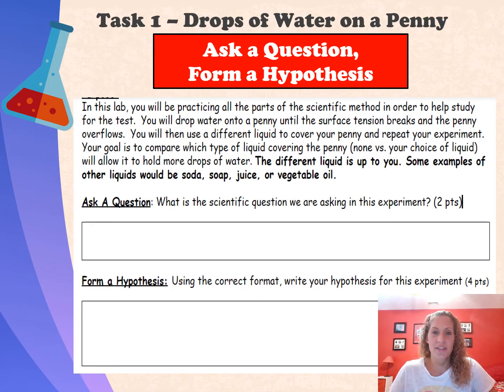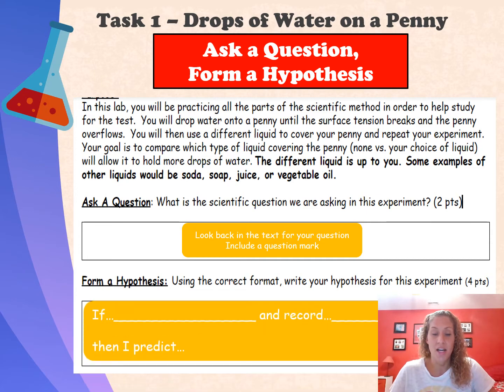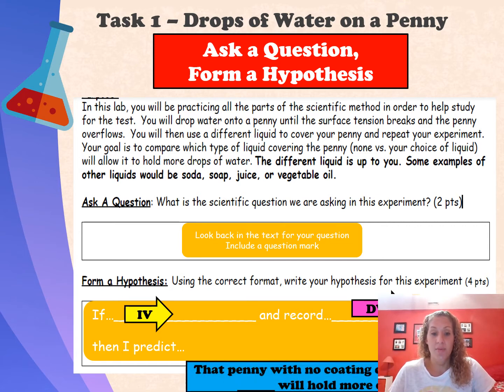Okay, so the first part of this lab is to ask a question and form a hypothesis. When you go to ask your question, I want you to look back in this text in order to find a good question and make sure you phrase it in the form of a question with a question mark. And then you're going to form your hypothesis. Remember, your hypothesis has three parts: if, which is going to have your independent variable in it, and record, which is going to have your dependent variable in it, then I predict.